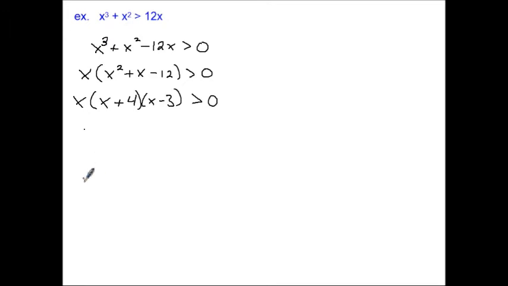Now if I slap down a number line and look at the critical values, of course I've got 0 from the x by itself. The x plus 4 gives me a 0 of negative 4, and the x minus 3 gives me a 0 of positive 3. I don't care if you do this to scale, but I do want them in order. At this point we're going to test various regions of the number line and see whether or not it makes sense.